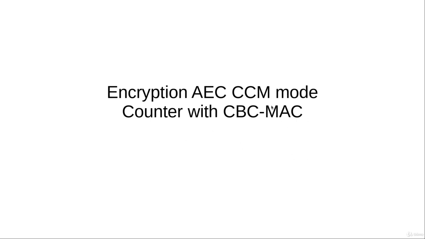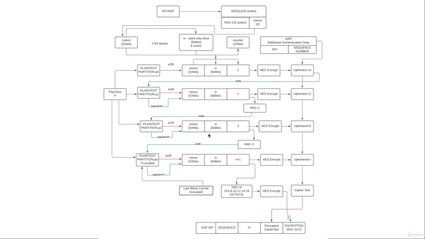CCM is used with AES cipher for encryption, and cipher block chaining for integrity authentication. We will see how this works in detail. So, what is CBC-MAC? This is the component used in CCM for integrity, to ensure that the ciphertext didn't change in transit. This is called combined mode encryption.